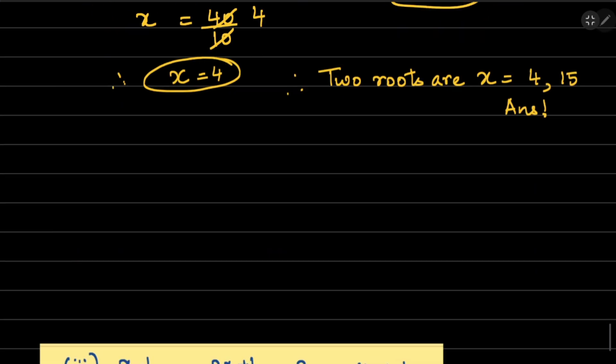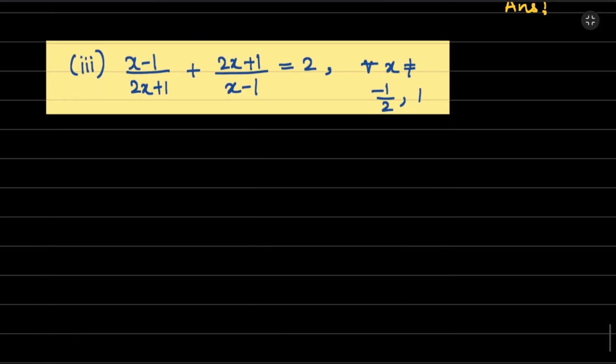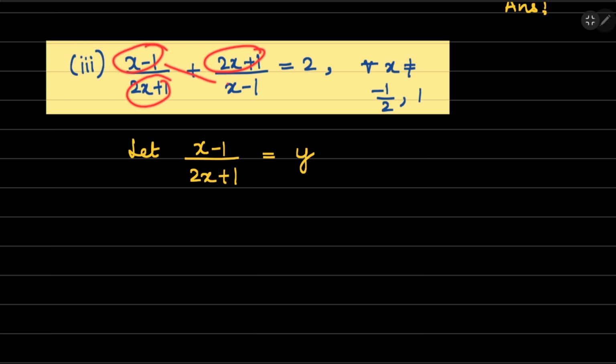Now let's move on to the third question. (x minus 1) divided by (2x plus 1) plus (2x plus 1) divided by (x minus 1) equal to 2, where x should not be equal to minus 1 by 2 and 1. Here also let us assume, let x minus 1 divided by 2x plus 1 be equal to a variable y. See, this is x minus 1 divided by 2x plus 1. This is just the reciprocal of it, right? The denominator has become the numerator, the numerator has become the denominator.